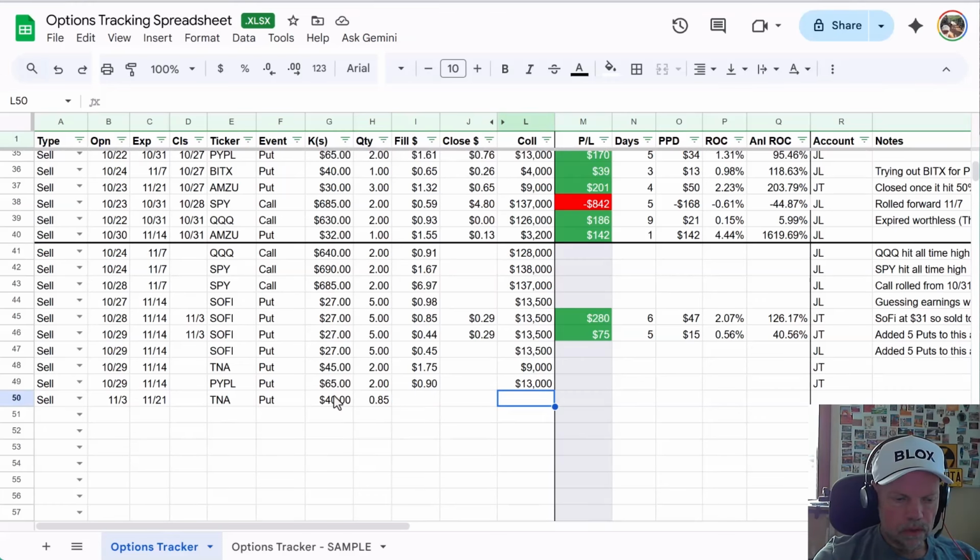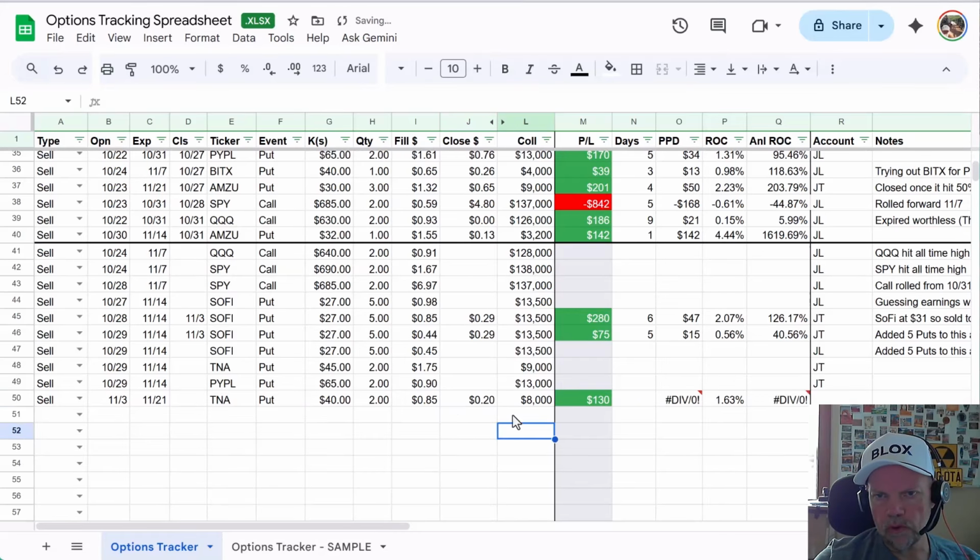Collateral is two contracts, $8,000. Oh, wait a minute, I got this in the wrong spot. Two contracts, 0.85. Okay, there we go. So that's all we can fill in for now. If this goes down to 0.2, when I buy that back, I'll fill that in. I don't know what it's going to be yet, but let's say I end up buying it back for 0.2.